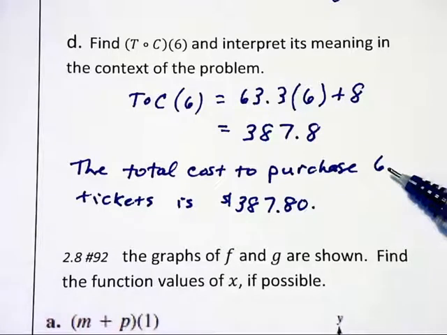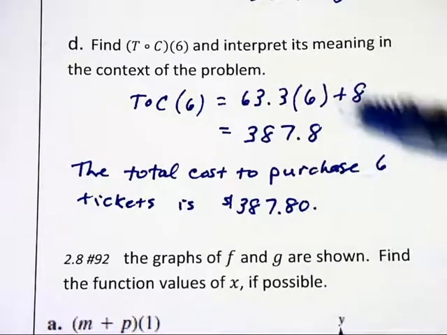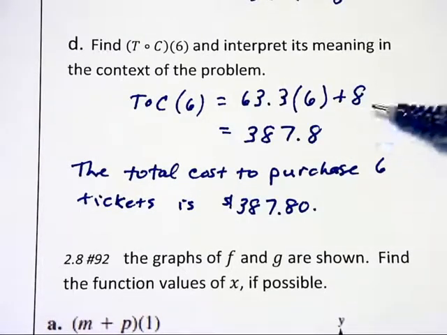Now we could have done this as a two-step process, multiplied the 6 tickets times the $60 each, found out that that was $360, then tacked on the tax and then tacked on the service fee. Or we could have gone straight to this composite function that did all that stuff for us.